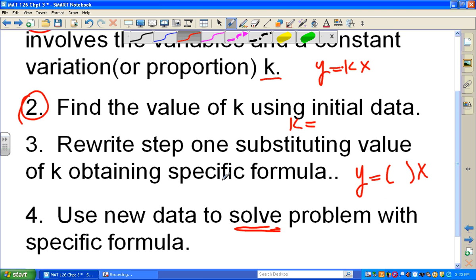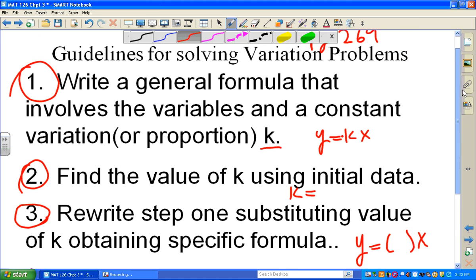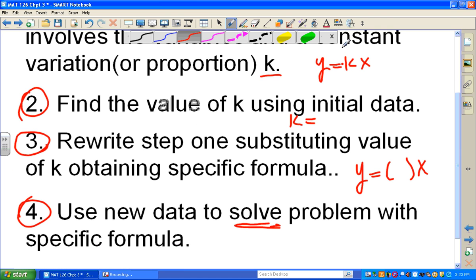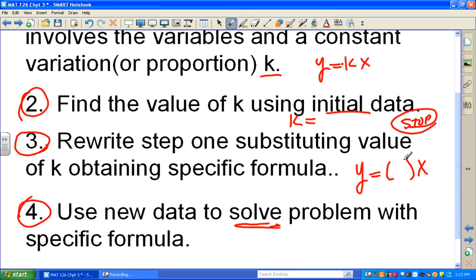It's really pretty basic. If you want a complete set of notes on there, then make sure you go to page 269 and jot these things down. But that's basically what we're going to do. Find the value of k using the initial data. Rewrite your equation. Then use the new data to solve a problem. Sometimes you won't use this. Sometimes you'll stop right here at k equals. It just all depends. All right? So, we're moving on.